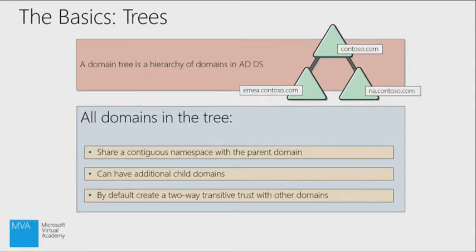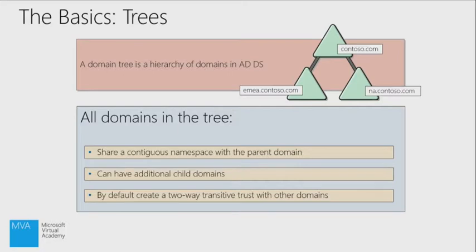Contoso.com is our parent domain. emea.contoso.com and na.contoso.com are our child domains or subdomains. This is a single tree. There can be additional child domains. Those child domains can be as deep or as wide as you'd like in terms of how many levels and how many domains you'd like to have.